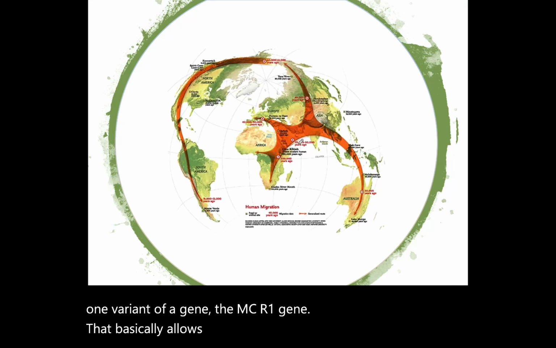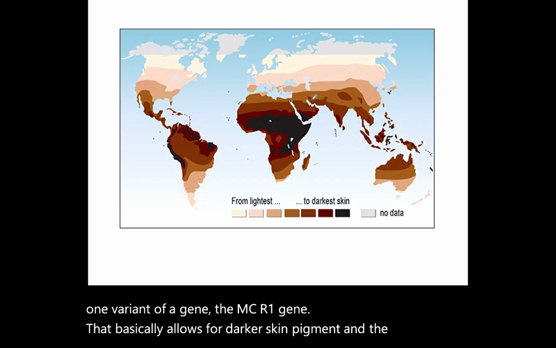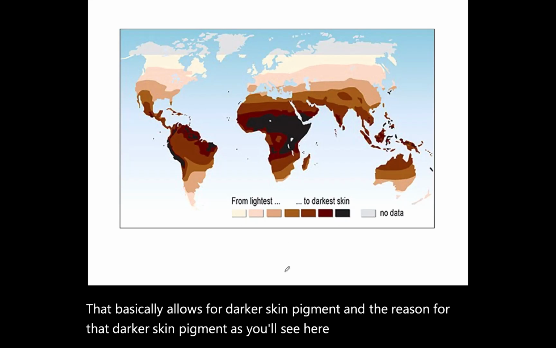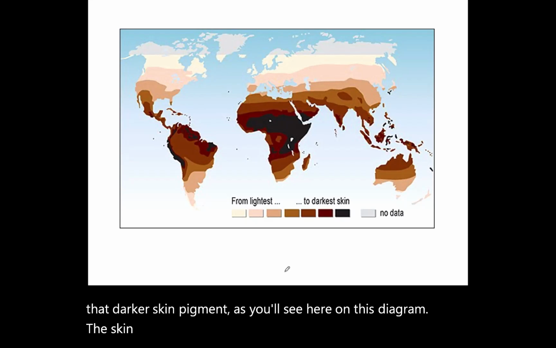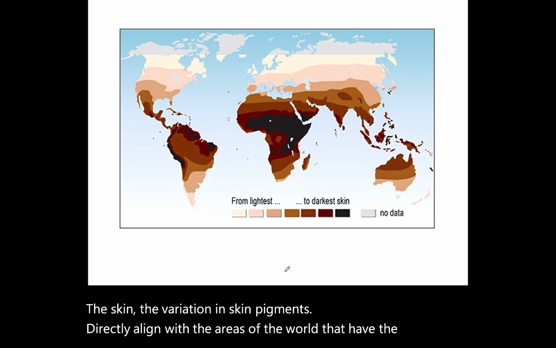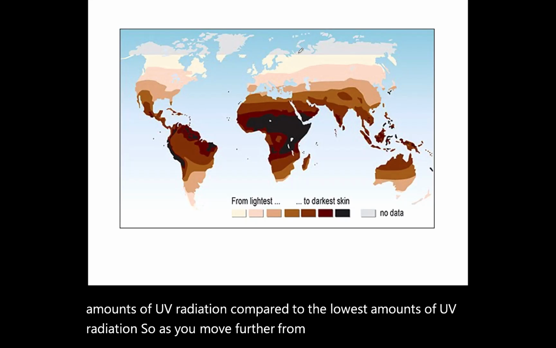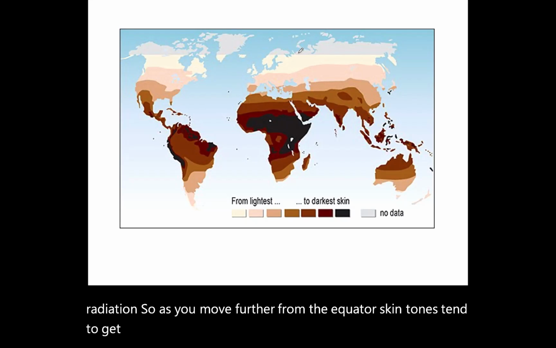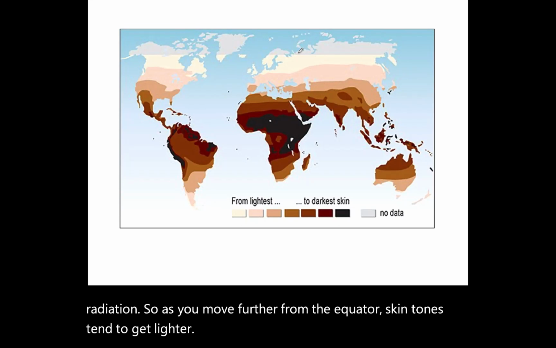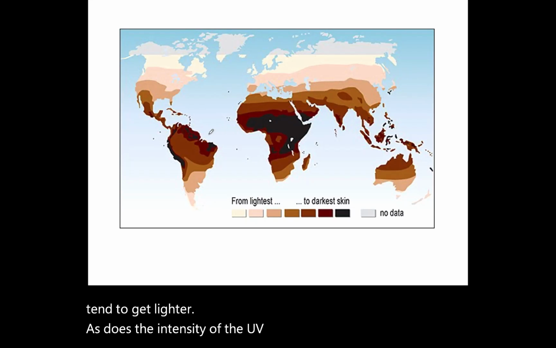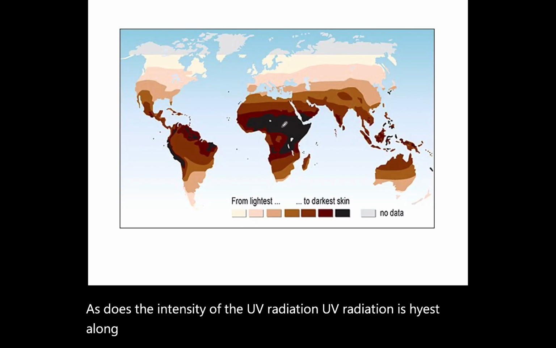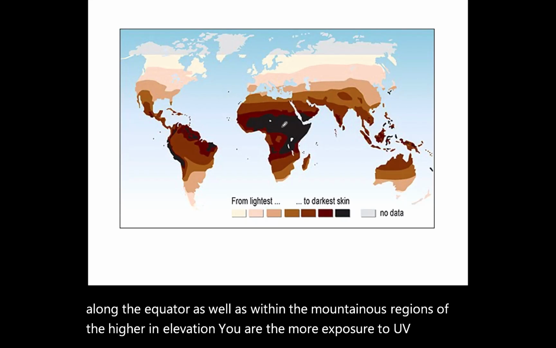And we all had this one variant of a gene, the MC1R gene, that basically allows for darker skin pigment. And the reason for that darker skin pigment, as you'll see here on this diagram, is that the variation in skin pigments directly aligns with the areas of the world that have the highest amounts of UV radiation compared to the lowest amounts of UV radiation. So as you move further from the equator, skin tones tend to get lighter, as does the intensity of the UV radiation. UV radiation is highest along the equator as well as within the mountainous regions. So the higher in elevation you are, the more exposure to UV radiation you're going to get.